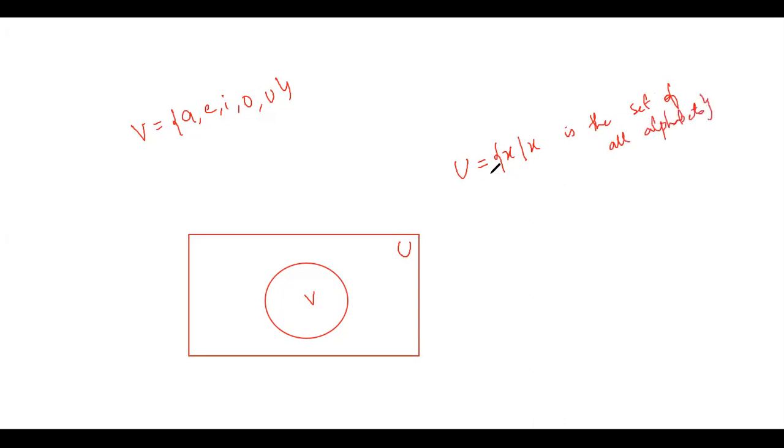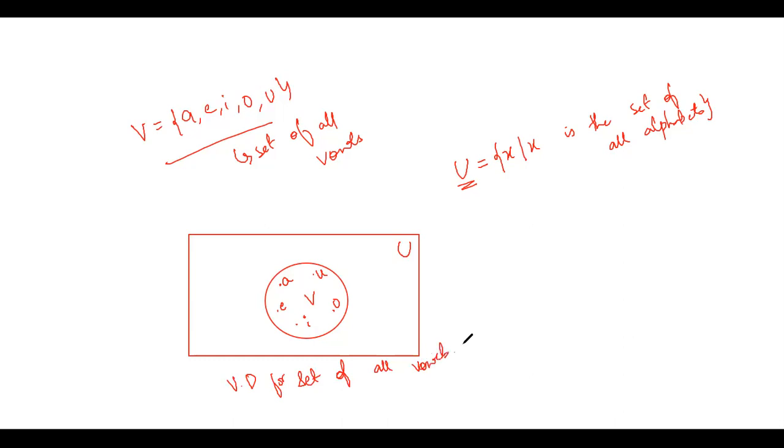Okay, so this is what U indicates in our Venn diagram. Now what is V? V is something that we have already defined. It is the set of all vowels. Now in this case, what are the vowels? We can denote them by points A, E, I, O, and U. Okay, so this is the Venn diagram for the set of all vowels. This is the way you are supposed to represent the Venn diagram.